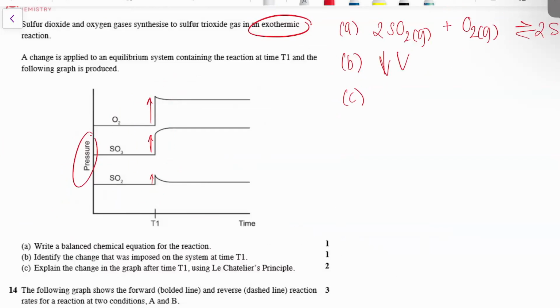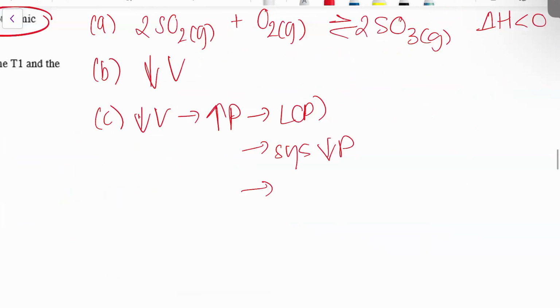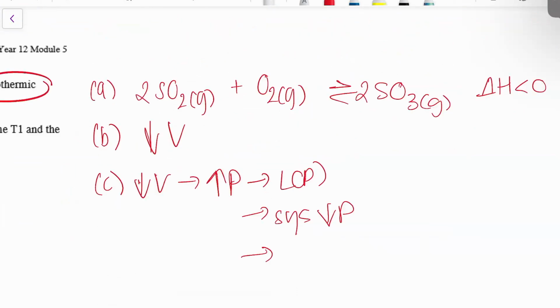So what happened was we decreased volume, which led to an increase in pressure. So according to LCP, the system will want to decrease pressure. Pressure is caused by gases. The system decreases pressure by shifting to the side with less gases. We wrote the equation in part A. Is the side with less gases the left side or the right side? The right side.